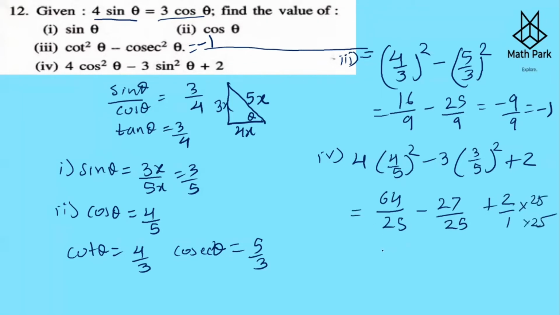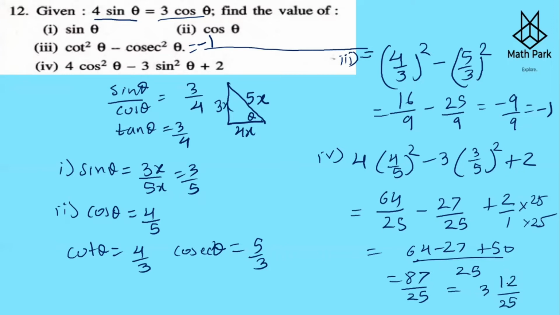25 and 25. So which we get as 64 minus 27 plus 25. Okay, 25 twos are 50. So we have 64 minus 27 plus 50 upon 25. So which we get as 50 minus 27 is 23, and 23 plus 64 is 87. So we get this as 87 upon 25, which is 25 threes are 75. 75 plus what gives 87? So we have 12. 75 plus 12 gives 87. This is how we get this as 3 12 upon 25.